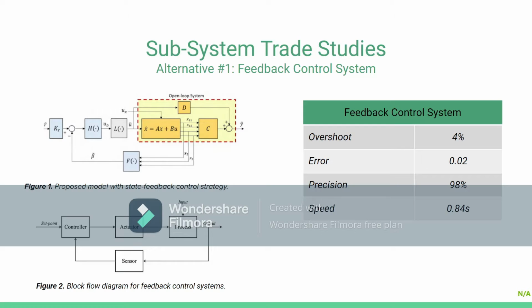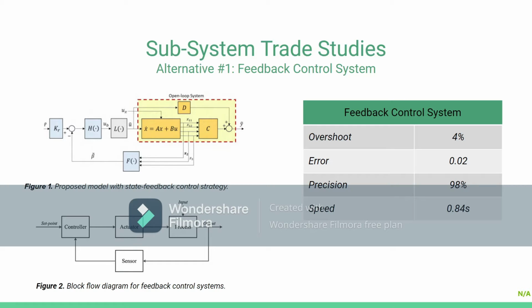Starting off with our first alternative for the subsystem trade studies, we're comparing and analyzing a feedback control system. This is a system whose output is controlled using its measurement as a feedback signal. This feedback signal is compared with a reference signal to generate an error signal which is filtered by a controller to produce the system controlling's input.